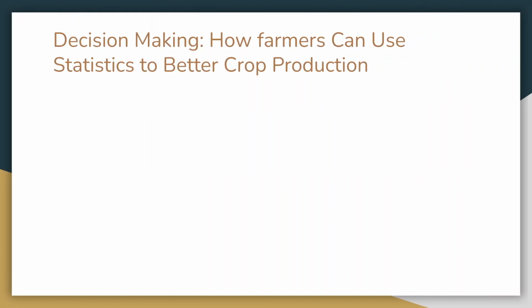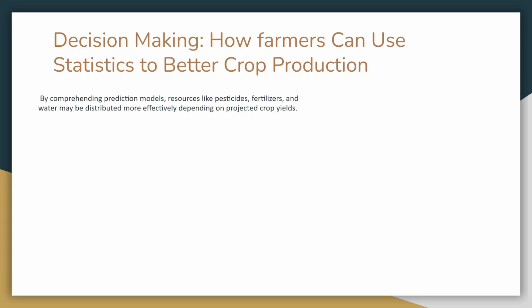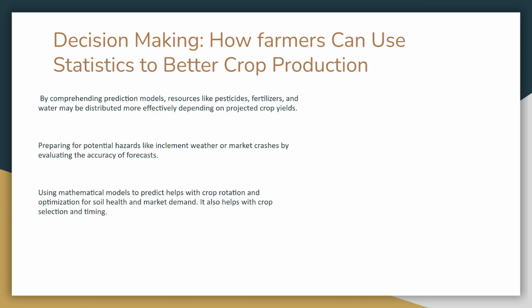Decision making, how farmers can use statistics to better crop production. By comprehending prediction models, resources like pesticides, fertilizers, and water may be distributed more effectively depending on projected crop yields. Preparing for potential hazards like inclement weather or market crashes by evaluating the accuracy of forecasts. And using mathematical models to predict helps with crop rotation and optimization for soil health and market demand. It also helps with crop selection and timing.